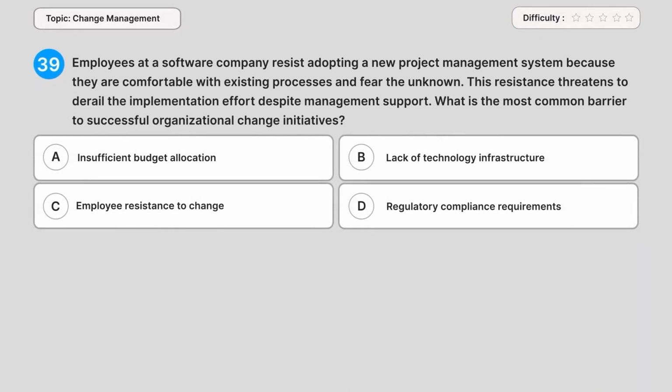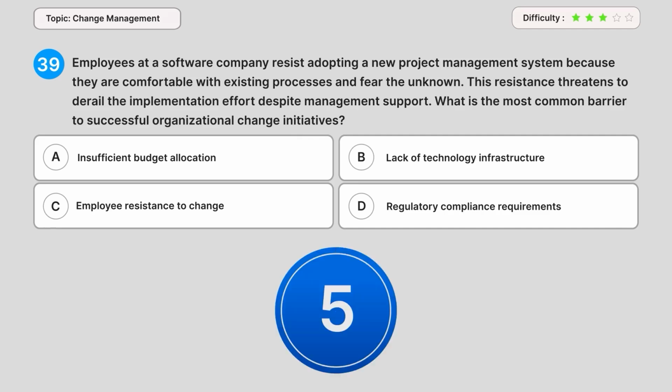39. Employees at a software company resist adopting a new project management system because they are comfortable with existing processes and fear the unknown. This resistance threatens to derail the implementation effort despite management support. What is the most common barrier to successful organisational change initiatives? A. Insufficient budget allocation. B. Lack of technology infrastructure. C. Employee resistance to change. D. Regulatory compliance requirements. Do you know the answer?